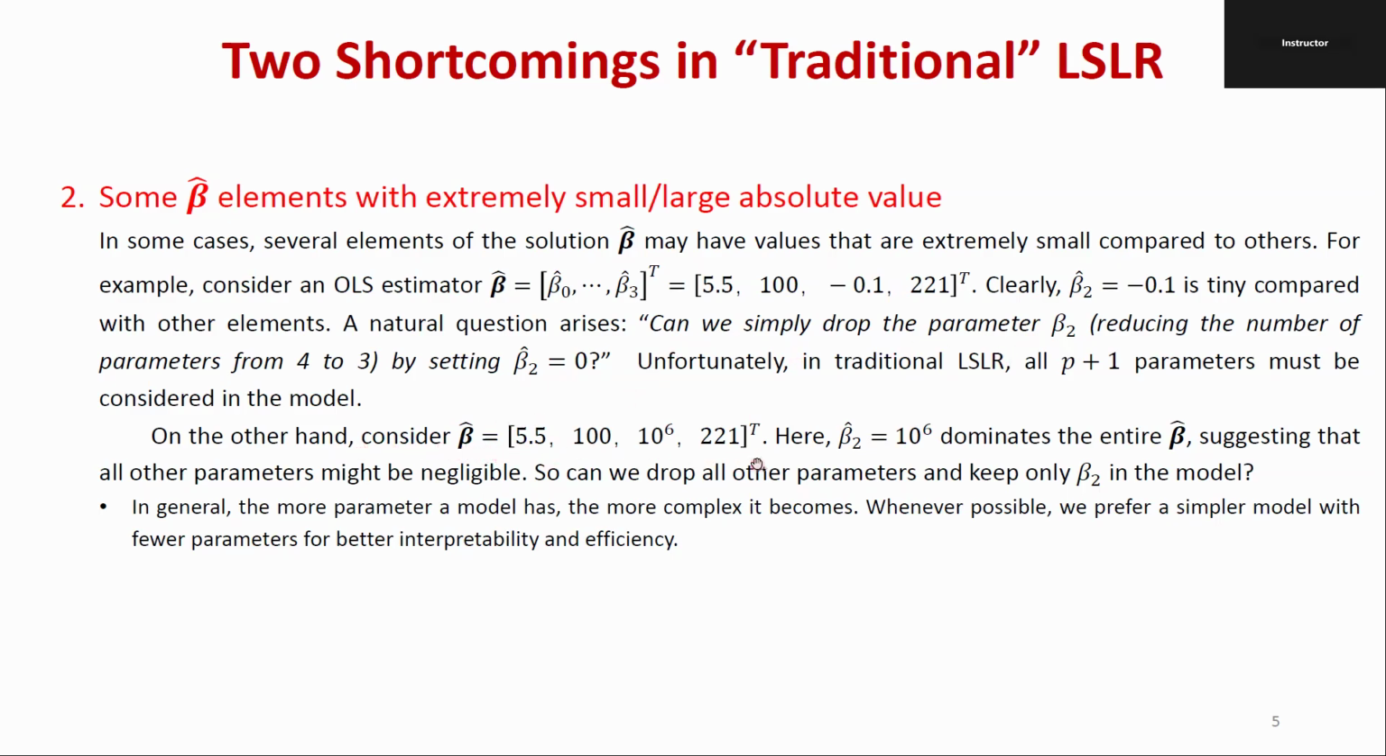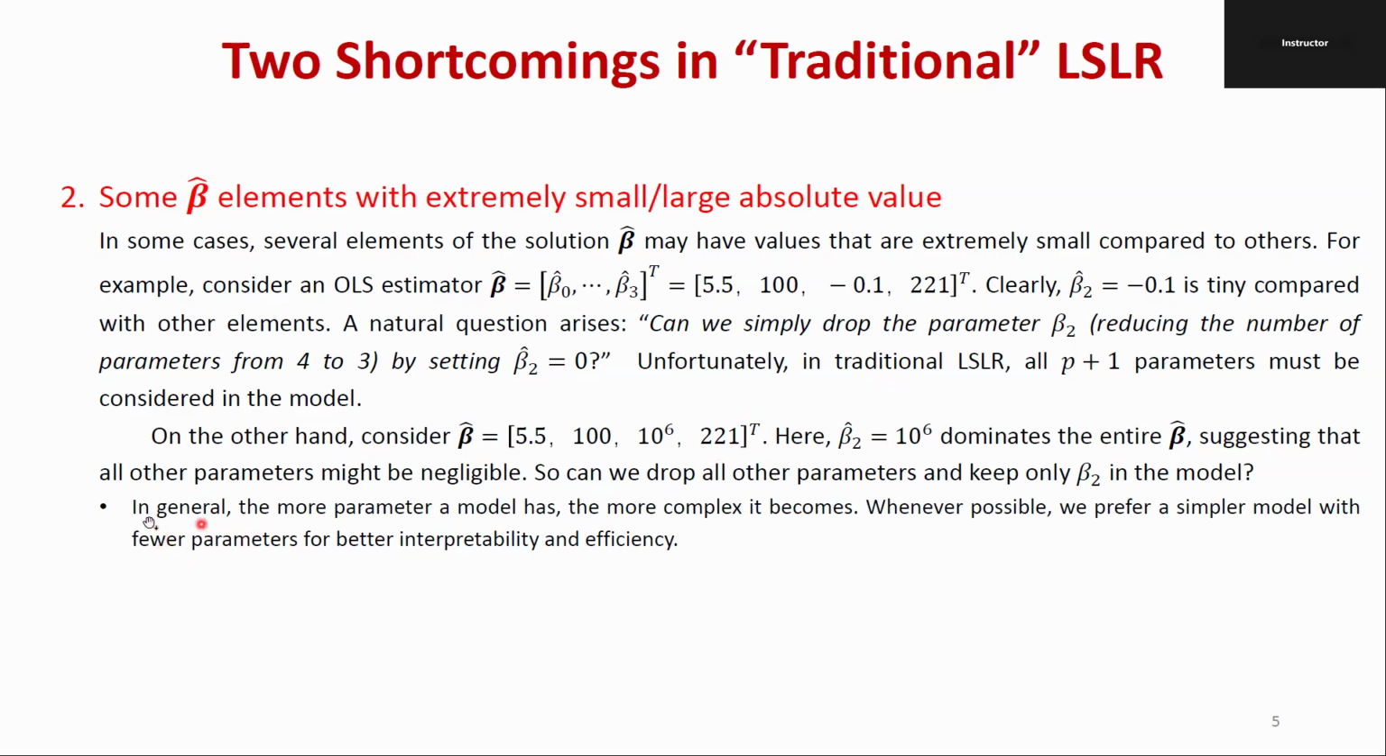Similarly, in the second example, this beta 2 is very big, and by comparison, beta 0, beta 1, beta 3 are super small. In other words, this beta 2 coefficient dominates the whole beta vector. Similar question: can we just keep this and remove the other three? Remove means setting their values to be zero. Again, the answer is both yes and no. No means in traditional LSR, no way, you have to keep them. Yes means we can use some shrinkage methods to make this idea come true.